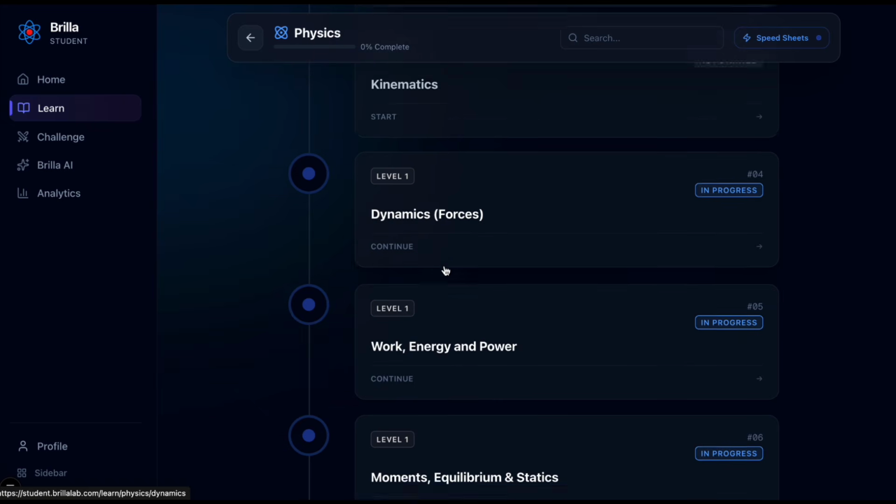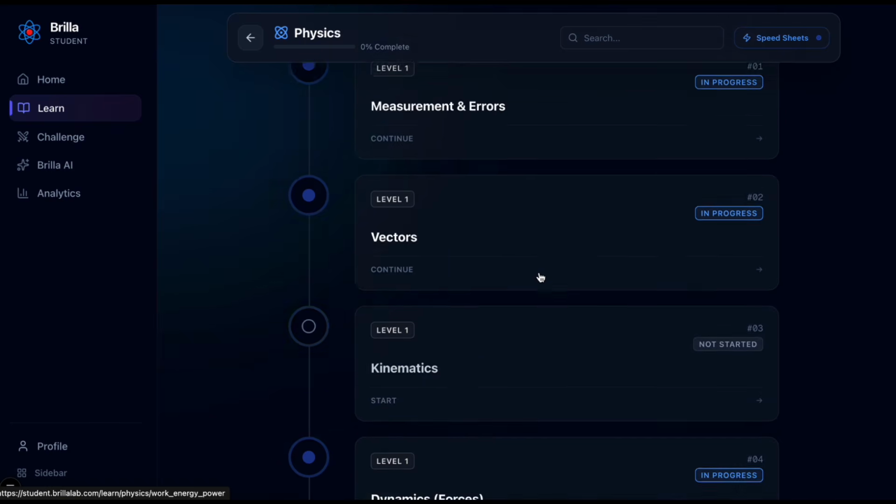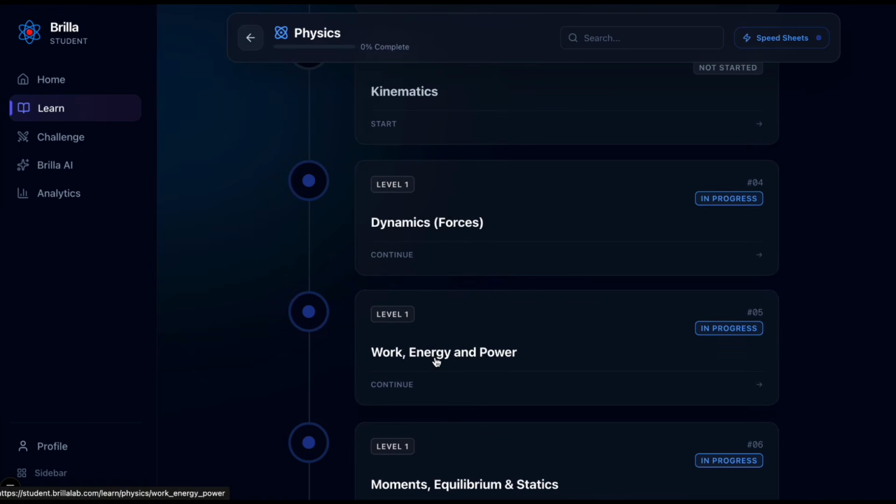So let me choose a topic from this page. This is the learn page. First of all, I clicked on the physics subject and it brought me to this page. If I click on any of the topic cards, it's going to open another page, which is the topics page, and that is where I can learn everything I need to know about that topic for the NSMQ.